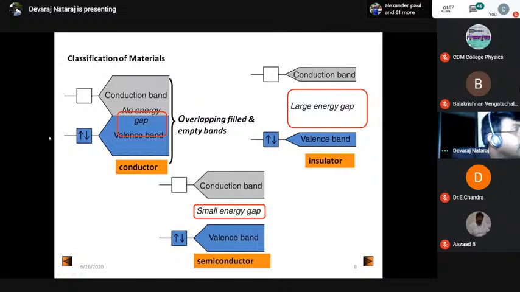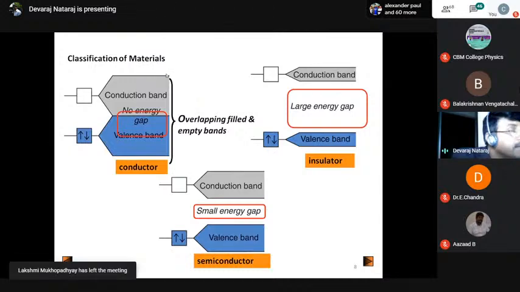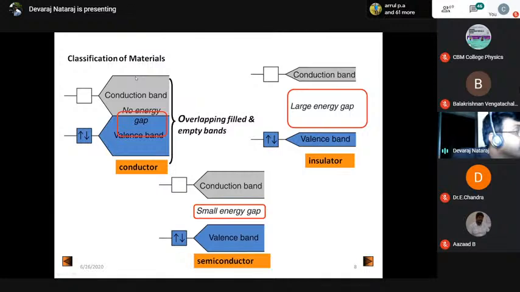For example, here I have shown three different types of material systems. The first is the conductor. You have a valence band and a conduction band. There is no energy gap. If there is no energy gap, we call them metals. If the energy gap between the valence band and the conduction band is very small, you call them semiconductors. If the band gap is wider, then it is known as an insulator. So mostly, I'm going to talk about semiconductors and semiconductor-based nanoparticles and quantum dots.